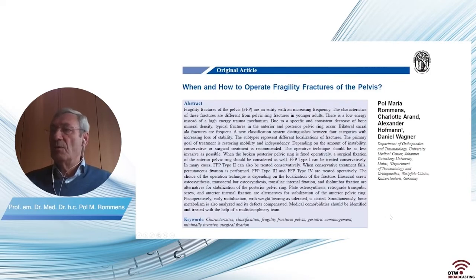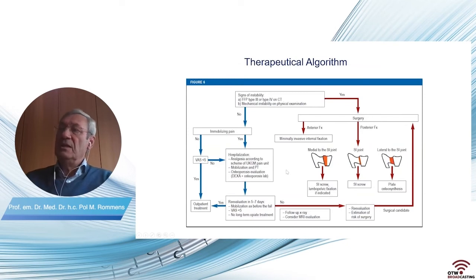The question then comes up, should we operate on these frail and old patients? And when do we operate? How do we operate? And which technique should we choose? This is a publication that we published in an Indian journal. You see the different authors here. And here you see the organogram, or the algorithm, that we choose for the treatment of these patients.